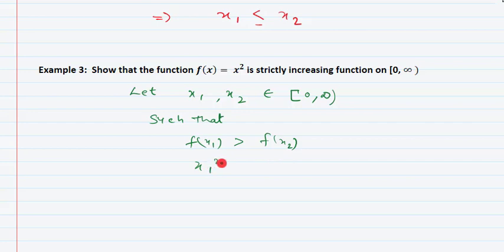So clearly it is x1 square greater than x2 square. As x1, x2 belong to 0 to infinity, meaning the positive numbers, after taking square root on both sides we simply get x1 greater than x2. So clearly f(x1) greater than f(x2) implies the result x1 greater than x2. It means the function is strictly increasing.